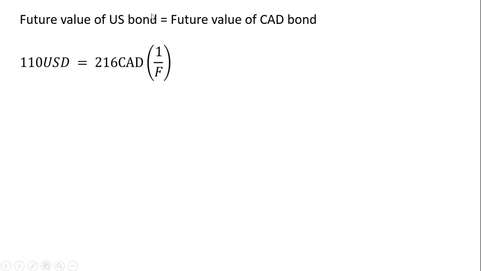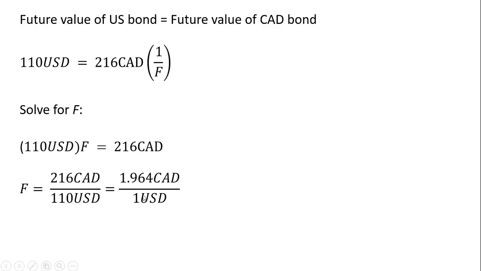So let's set the future value of the U.S. bond equal to the future value of the Canadian bond. So we learned that the future value of the U.S. bond was 110 U.S. dollars, and we just saw in the last slide the future value of the Canadian bond, 216 Canadian dollars multiplied by 1 divided by the future exchange rate. Let's solve this for F. Multiplying both sides through by F, move this F over here, and now dividing both sides through by 110 U.S. dollars.